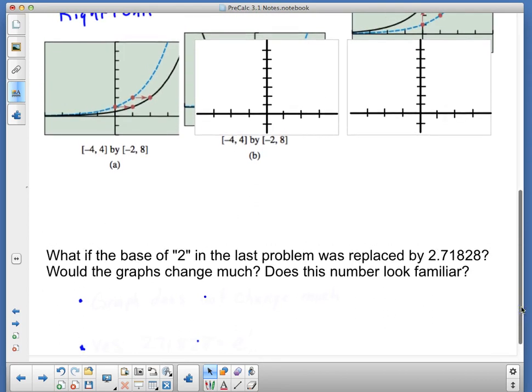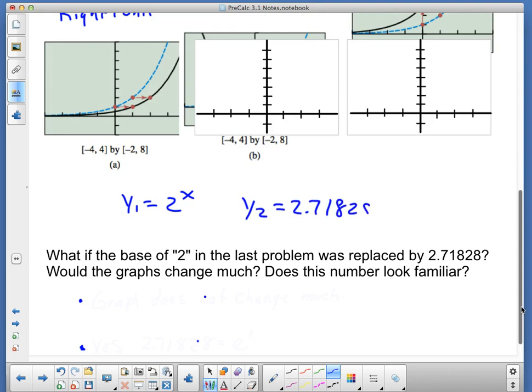Now, what if the base of 2 in the last problem was replaced by 2.718? Now I'm saying, if I had you take y1 as 2 to the x, and then y2 was 2.71828 to the x, would it be similar? Please graph those. And try to knock off the other graphs that you have on your calculator as well, so you can see those two come across.